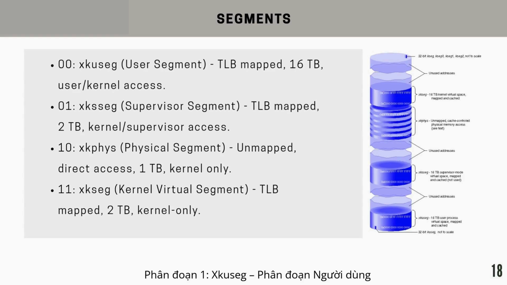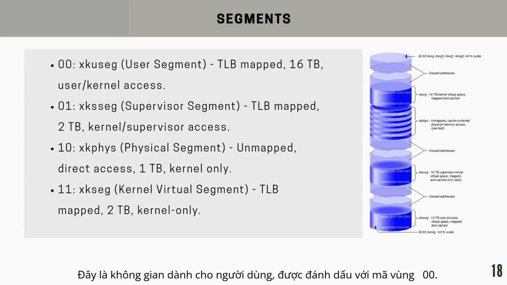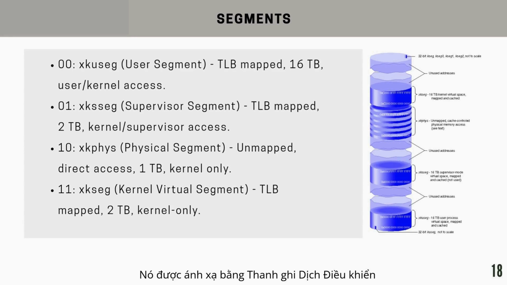Segment 1, XUSEG, the user segment. That is the user space, labeled with region code 00. It is mapped using the translation register and can be accessed in both user and kernel modes. It supports up to 16 terabytes of virtual address space and is where user-level applications primarily operate.